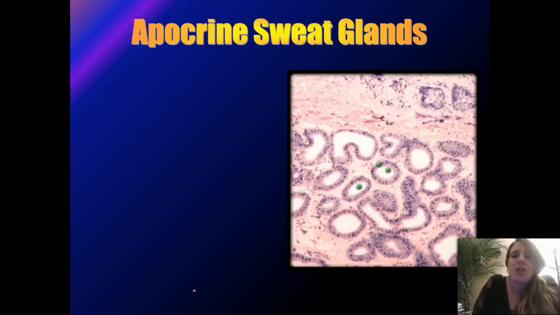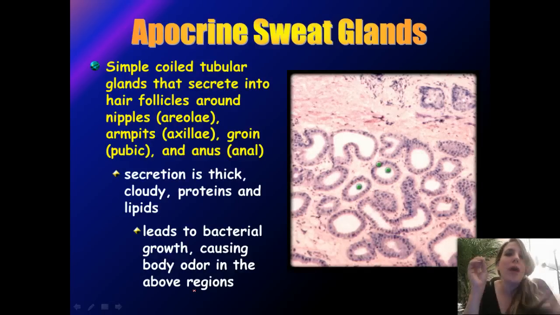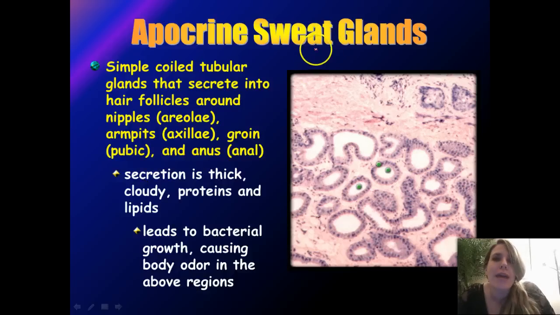Here is a cross-section of apocrine sweat glands. And again, the way to remember merocrine versus apocrine sweat glands: apocrine is stinky sweat. So let's write that. Stinky sweat.